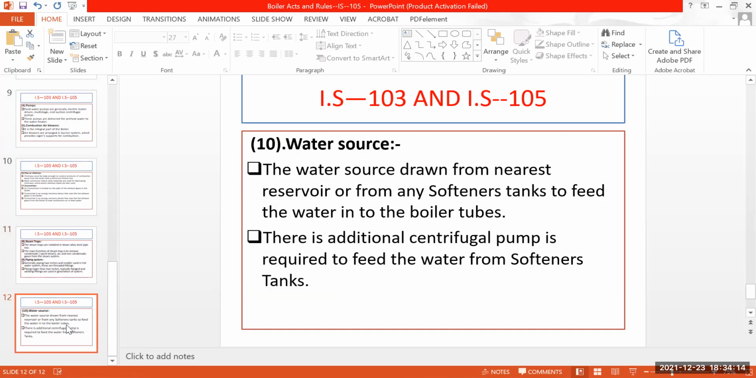And the last one is the water source. The water source will be drawn from the nearest reservoir or from any softener tanks, which will be provided near the boiler location, to feed the water into the boiler tubes. And an additional centrifugal pump is required to feed the water from softener tanks.